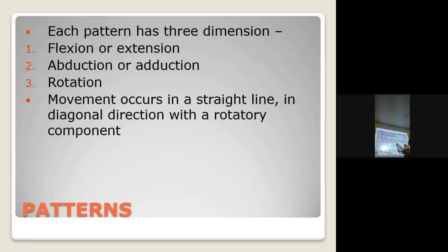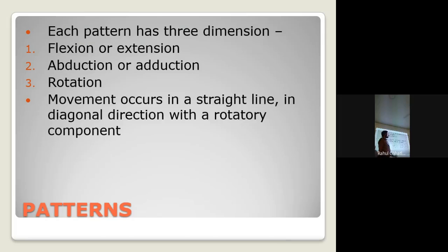This was about upper limb. The same thing applies to lower limb. Same thing, that is, there are 4 patterns: D1 flexion, D1 extension, D2 flexion, D2 extension. In D1 flexion and extension, in D2 flexion and extension. Yes, this is what you need to remember for now. The same thing applies for lower limb: D1 flexion, D1 extension, D2 flexion, D2 extension. If you remember these names, it will be easy for you.